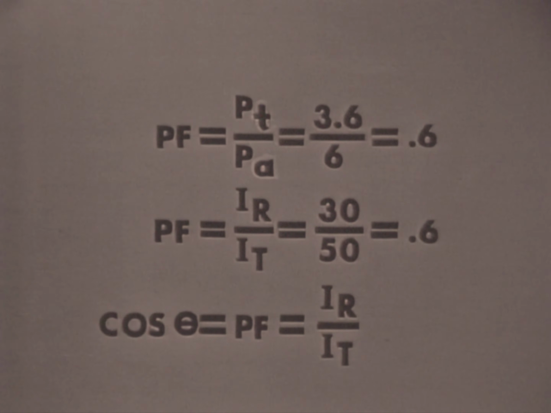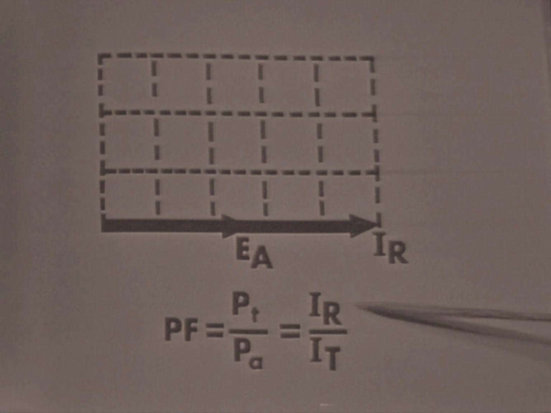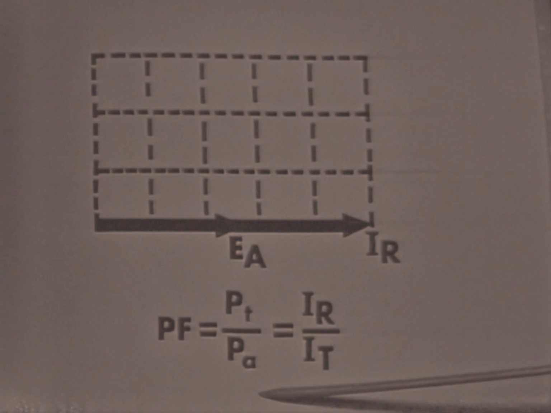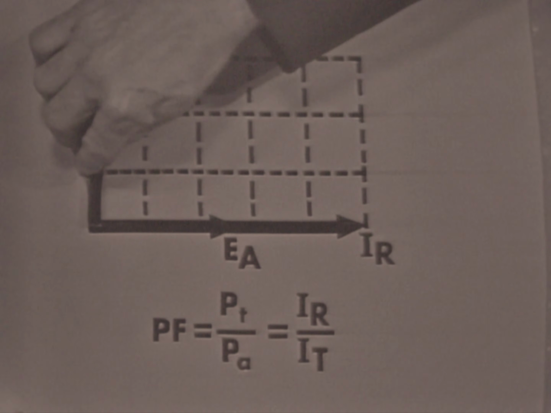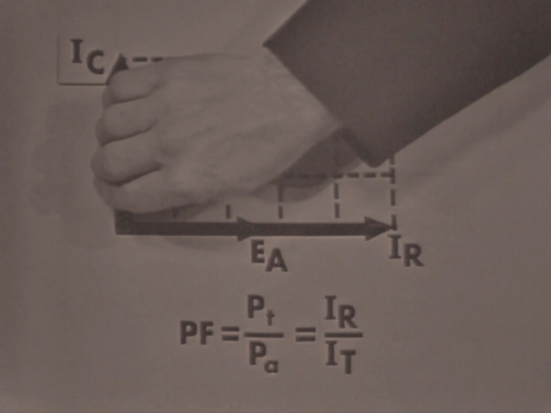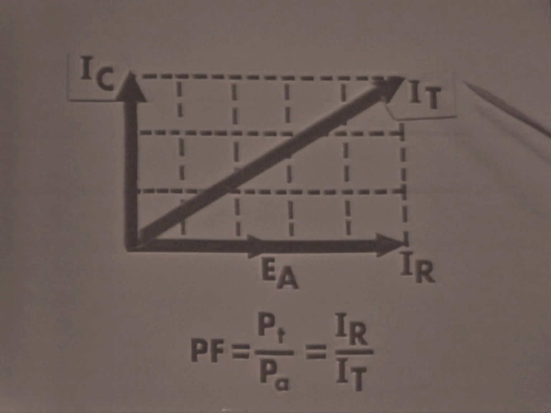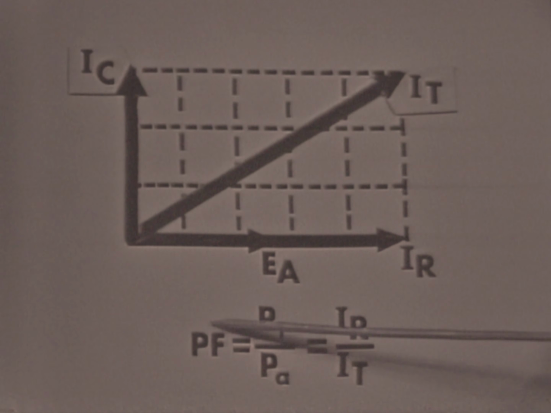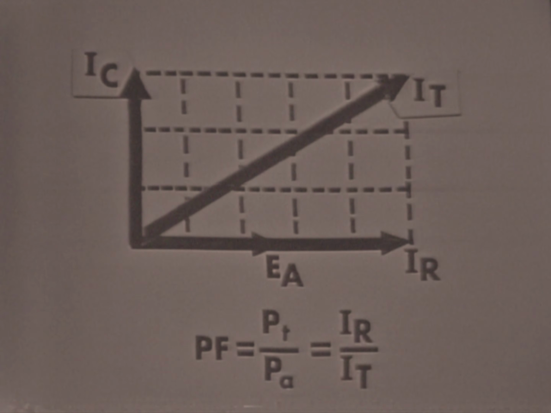For example, if the circuit were purely resistive, the power factor would equal 1, because IR would equal IT, the true power would equal the apparent power. But if a reactive current were introduced, or if the reactive current were increased, then total current would increase, angle theta would increase, and the power factor would decrease. Of course, apparent power would increase also, causing the power factor to decrease.